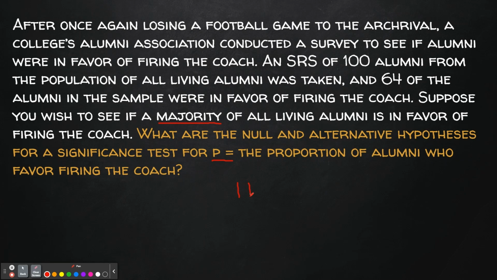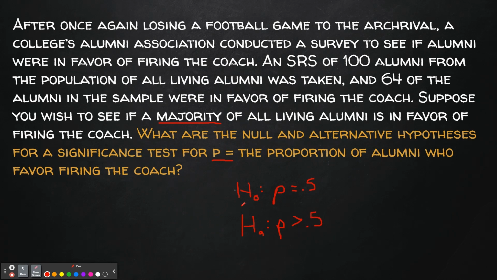So our null hypothesis is going to be that nothing's going on. So it's the idea that the true proportion is equal to 50% or 0.5. The alternative hypothesis here would be that a majority or more than 50% are in favor of firing the coach. So it would look like this.